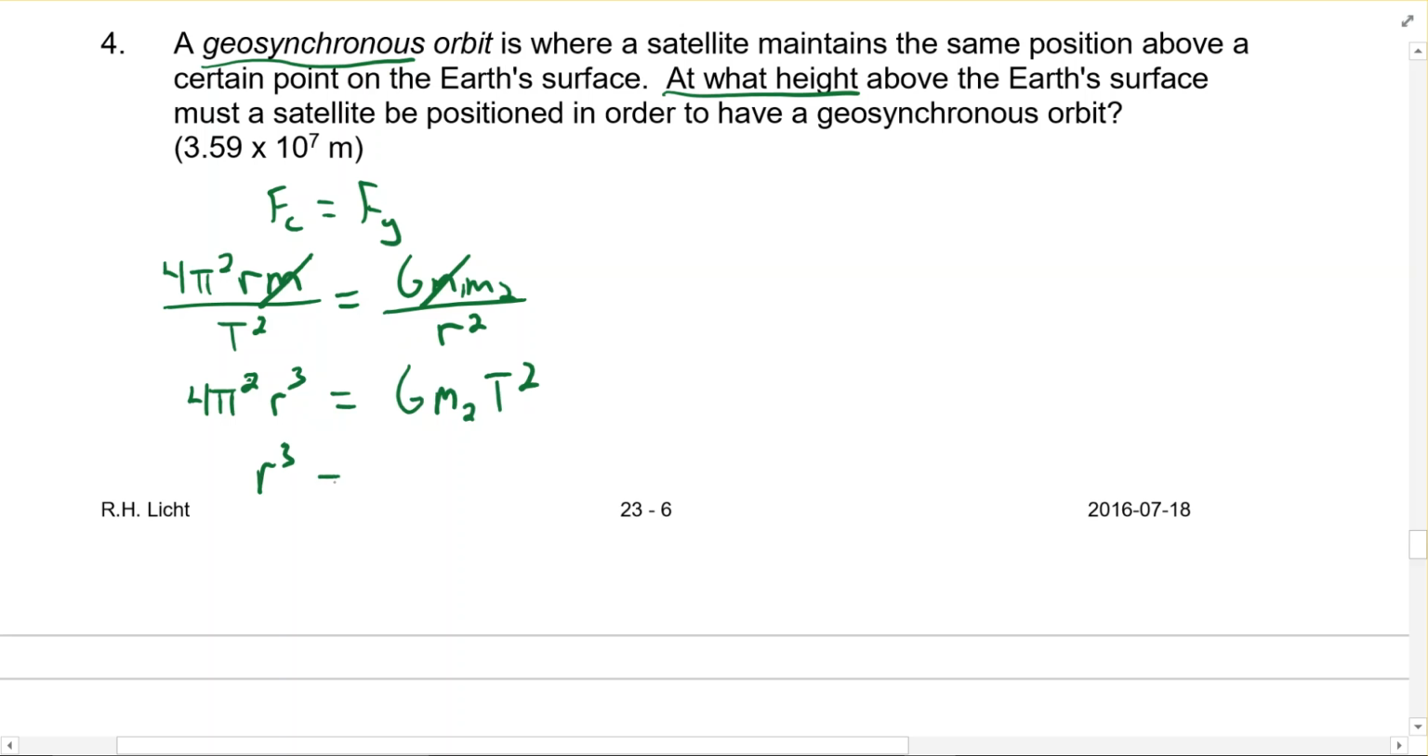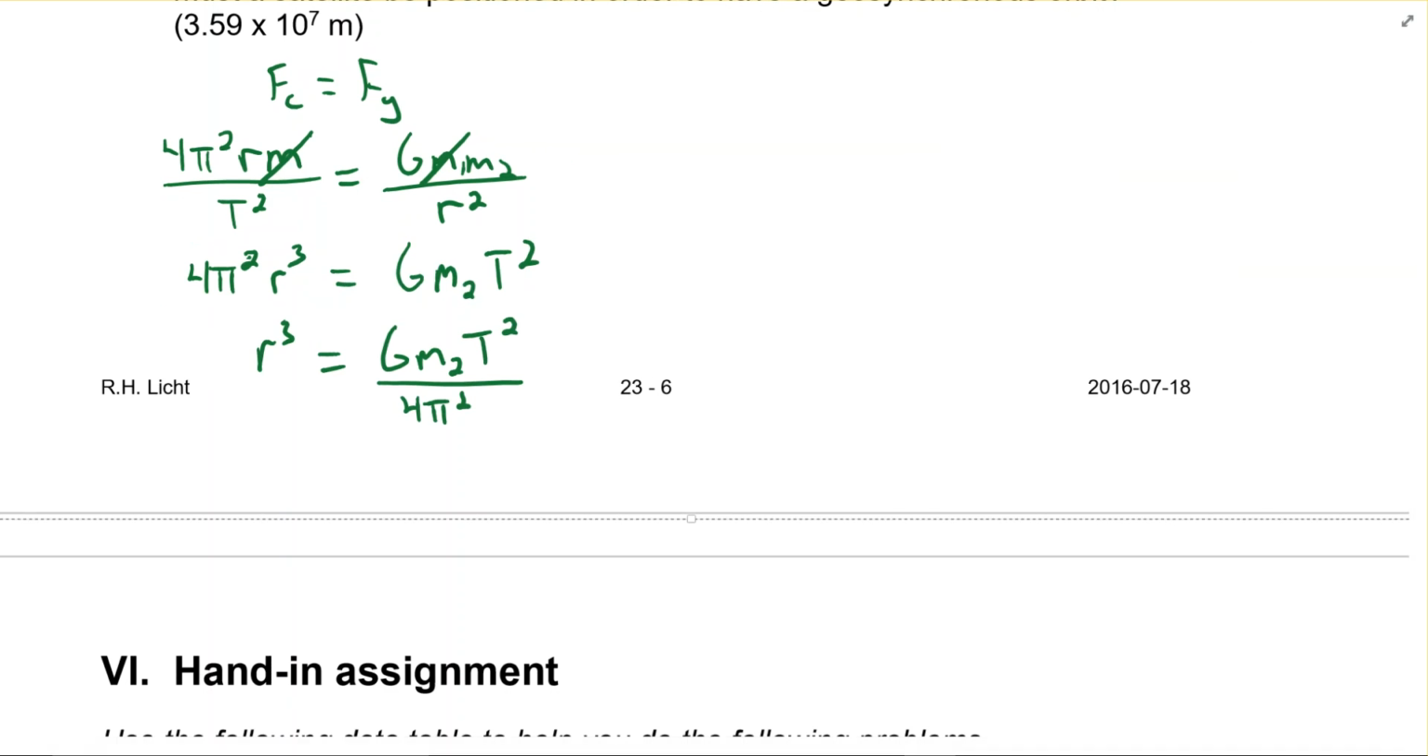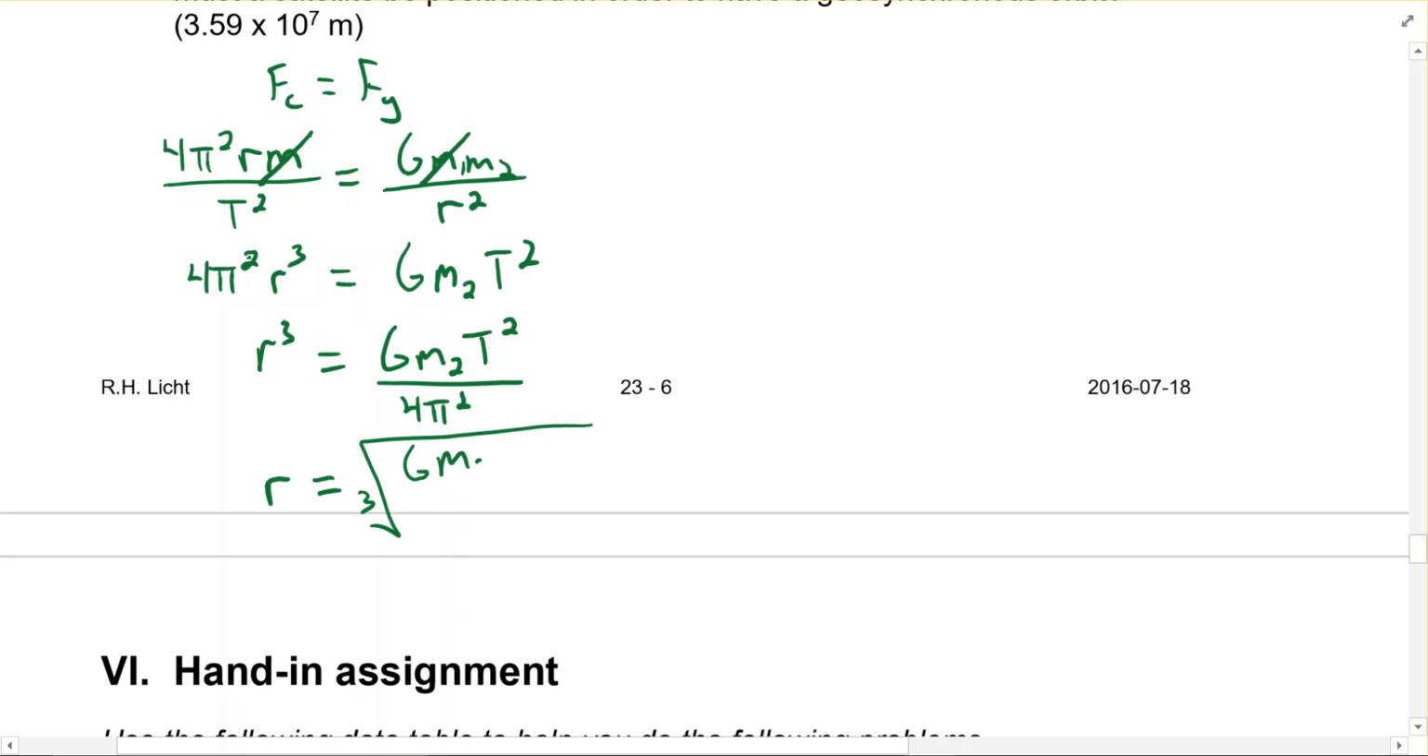Now I'm going to have r cubed is equal to, I'm going to bring 4 pi squared over to this side, so it's going to be G times m2 times T squared over 4 pi squared. And then what's the opposite of cubing something? It's going to be the cube root. So we got to take the cube root of both sides. So r in this case is just going to be equal to the cube root of big G times m2 times T squared all over 4 pi squared.